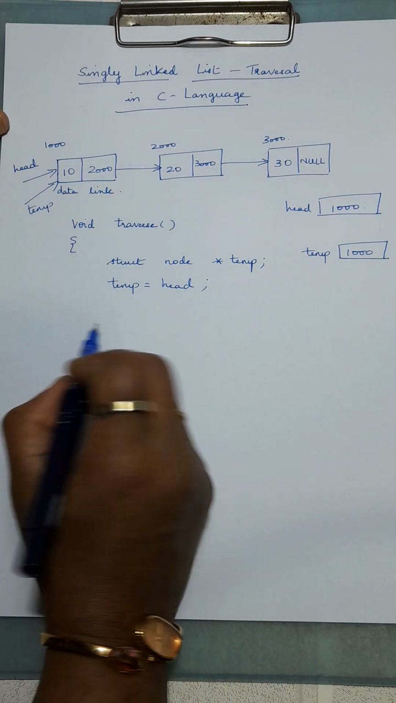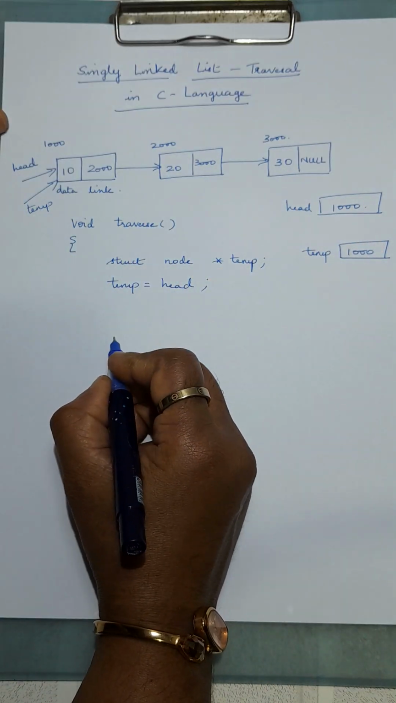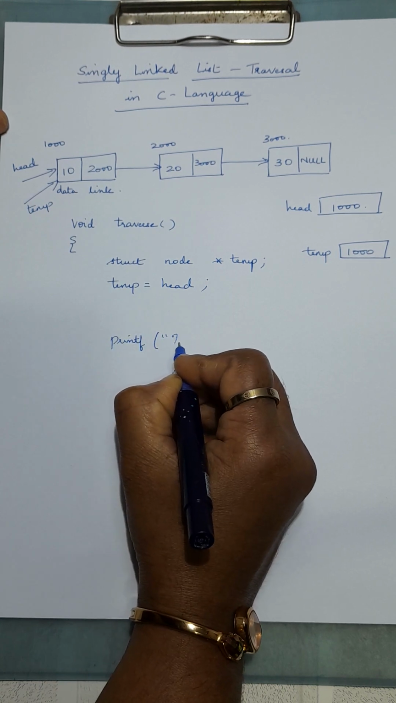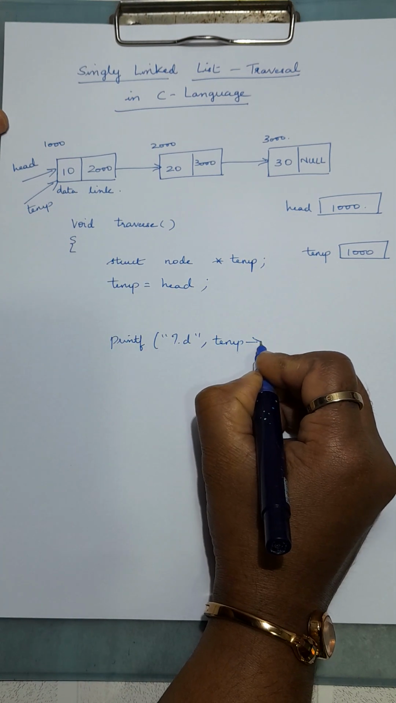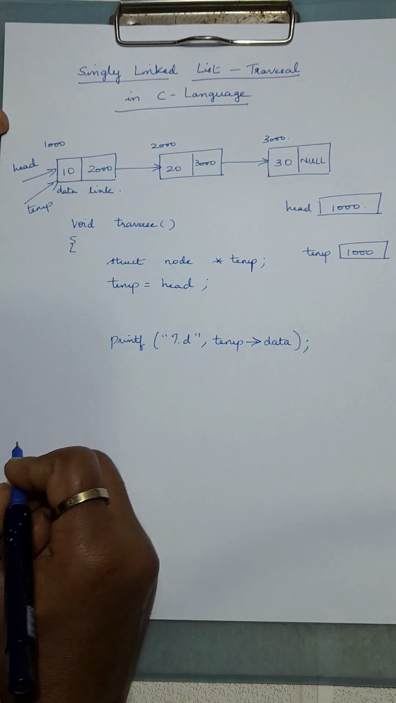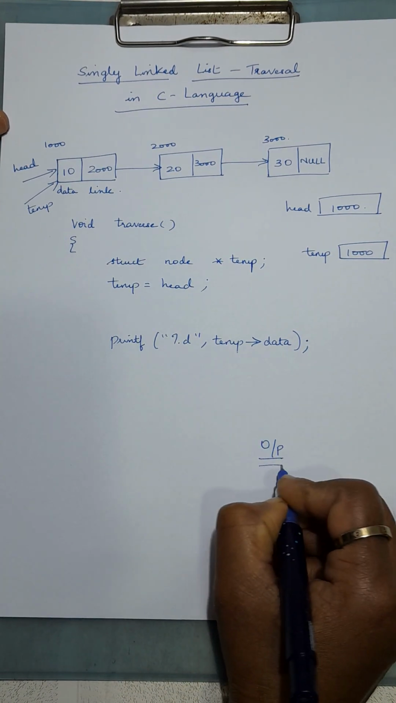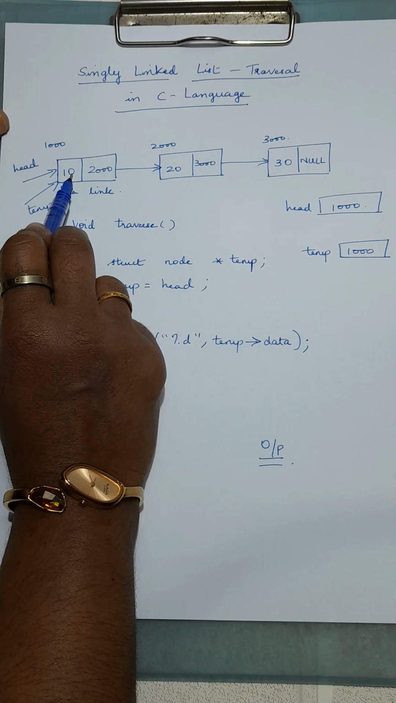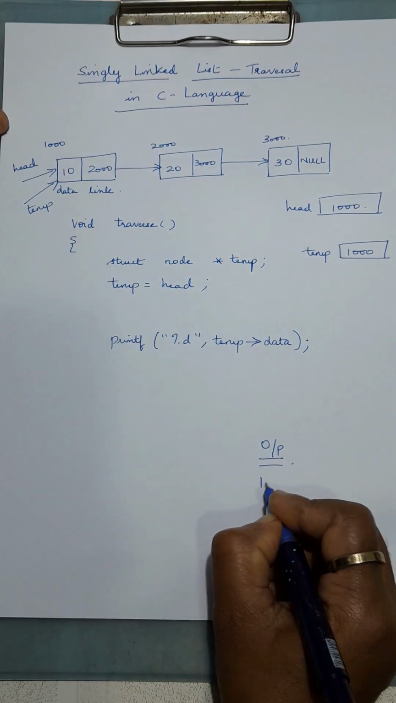Fine. Now what do we have to do? Now I have to retrieve the data values 10, 20 and 30. Now see the code. printf, %d, which value? temp arrow data, temp pointing to data. Now what will this statement do? Since temp is pointing to the first node, temp arrow data gives the integer value within that node. %d is the format specifier telling it is an integer value. So the output will be 10.